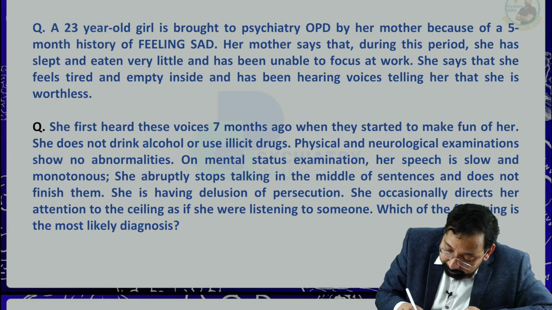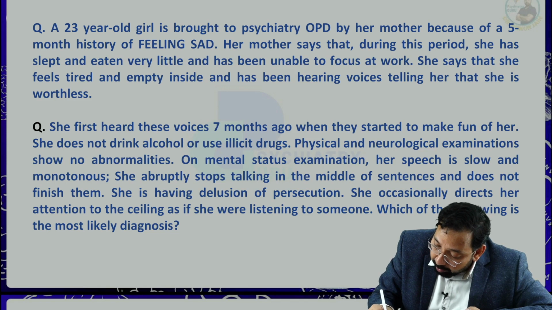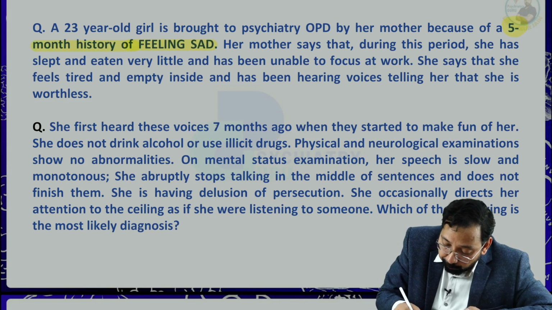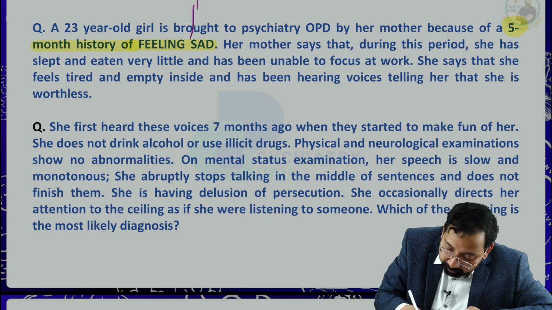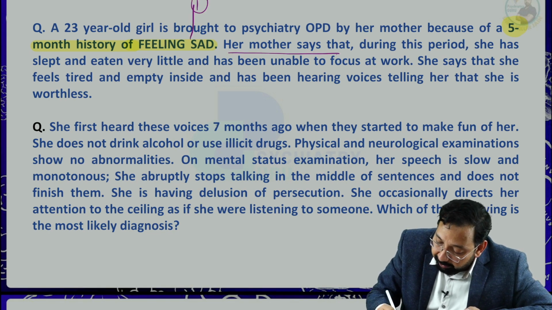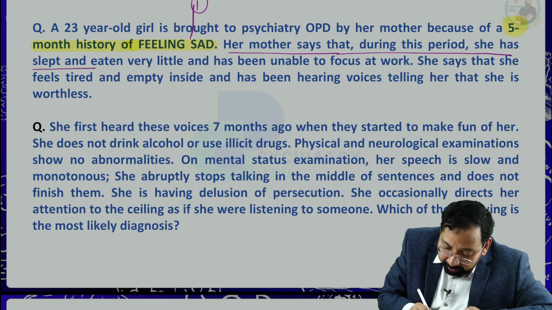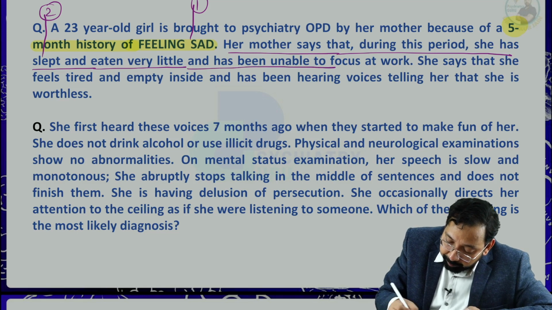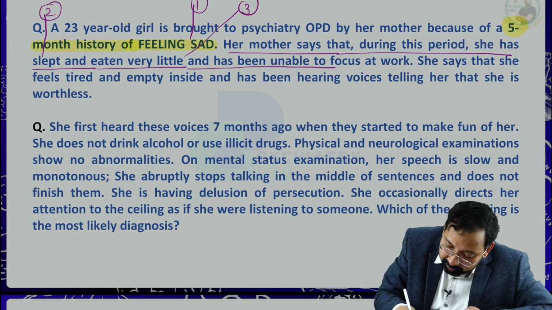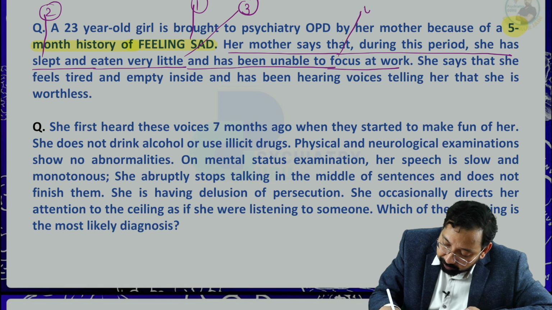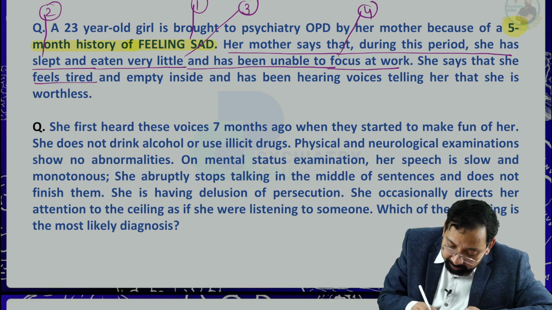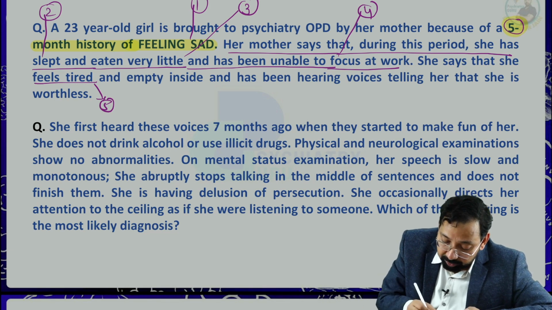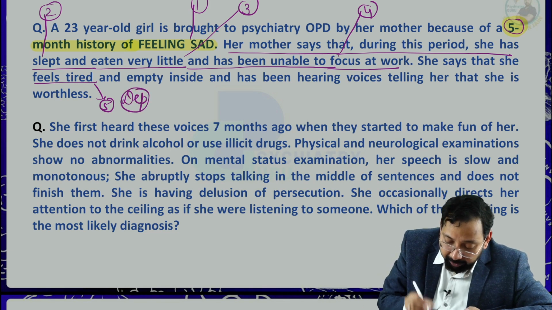A 23-year-old girl is brought to psychiatry OPD by her mother because of a 5-month history of feeling sad. One symptom is feeling sad. Mother says that during this period she has slept and eaten very little. Sleep, second symptom. Eating, third symptom. Unable to focus at work, fourth symptom. She feels tired, decreased energy, fifth symptom. Five symptoms, more than 2 weeks. Diagnosis is depression, till now.